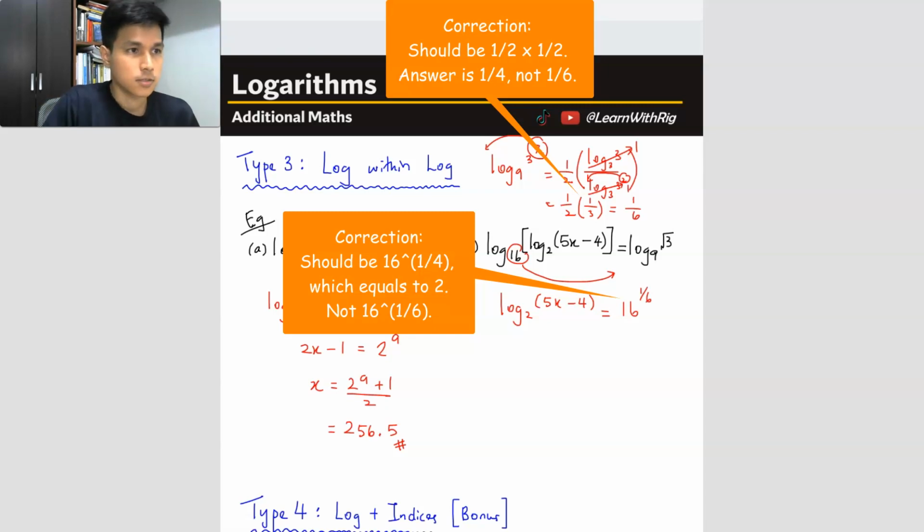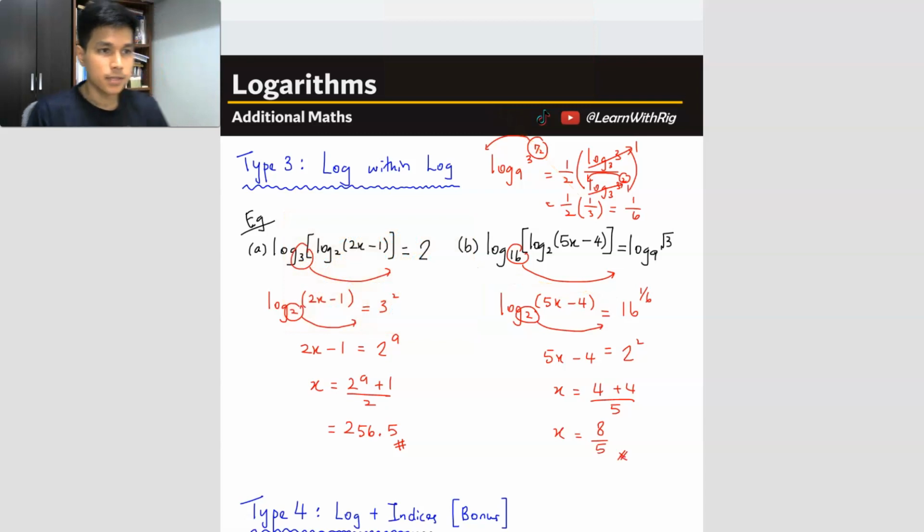So that means this answer here is 2. Okay, so before I write 2, this one I can shift across, so I get 2 power 2 equals 5x minus 4. So what we can find is 4 plus 4 over 5. So your answer is 8 over 5.